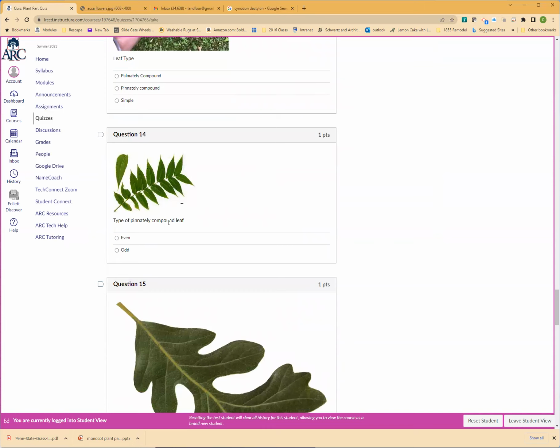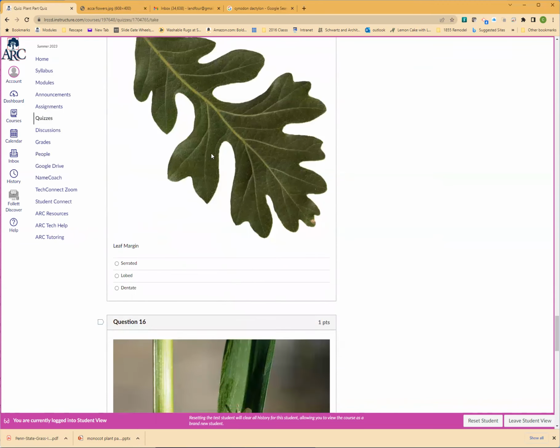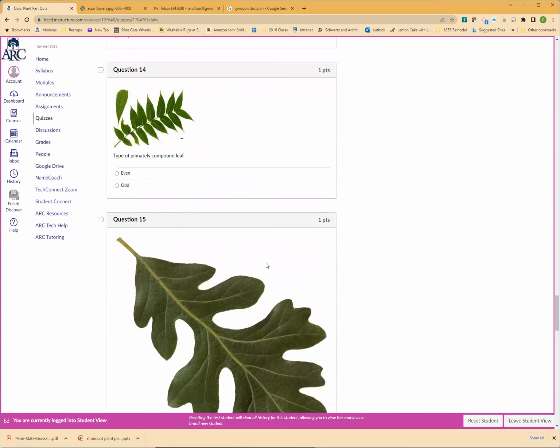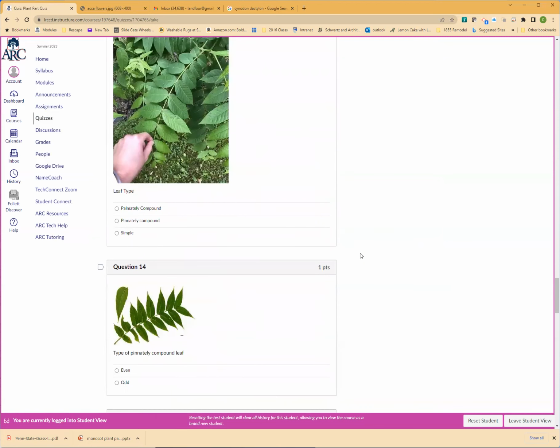With pinnately compound leaves, remember there's a couple different types, even or odd. Observe it, select which one it is. Looking at a leaf margin, identifying that. This one's a little bit different. And then here, we've got those monocot parts that we went through in this lecture. Okay, so simple, but just driving home what we talked about, making sure that you understood it.